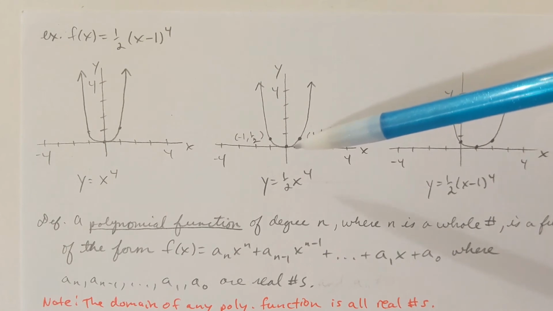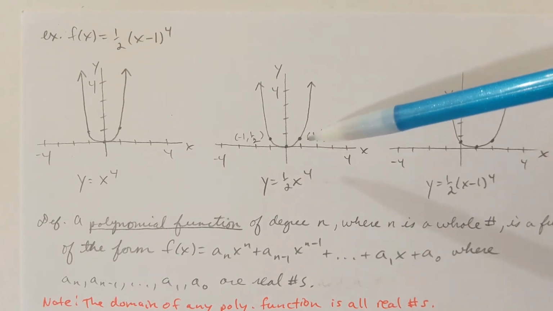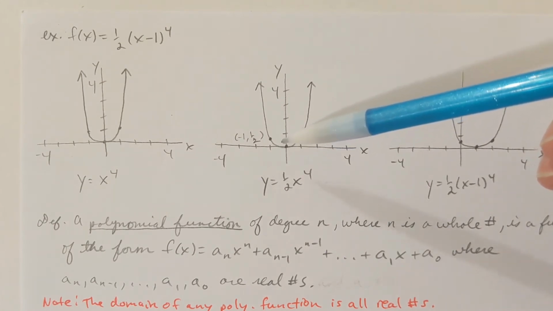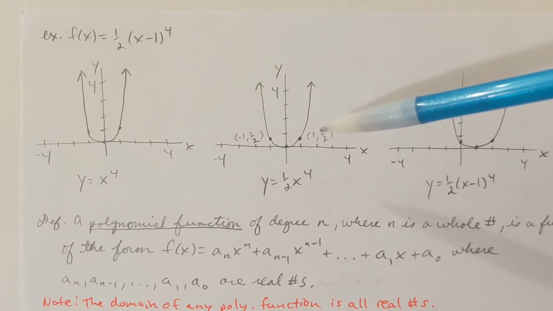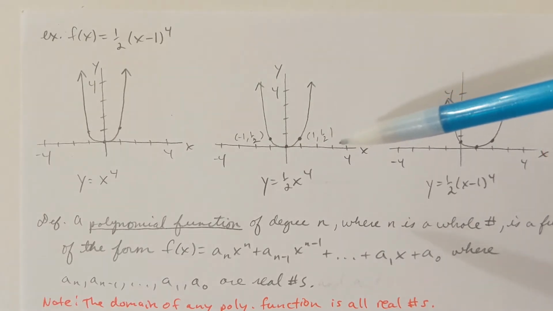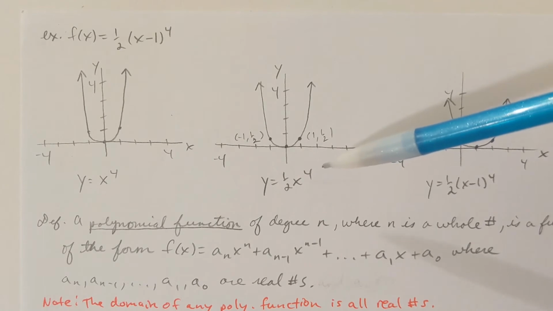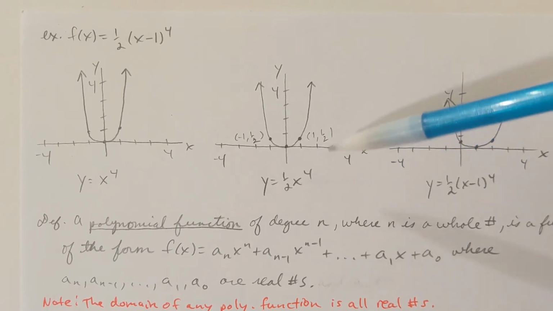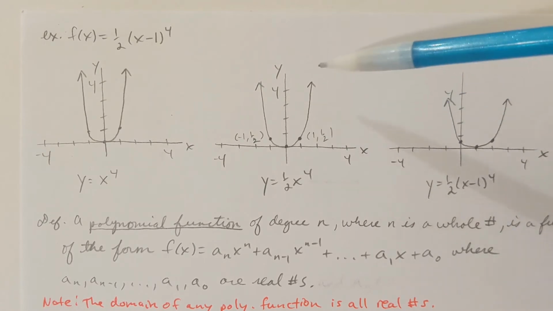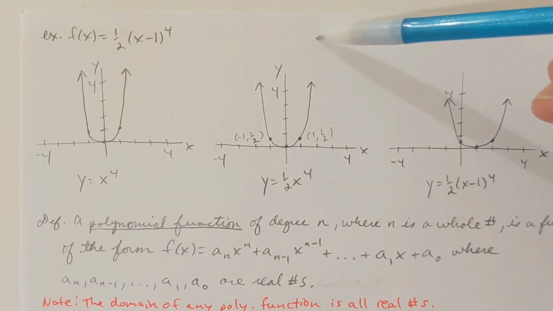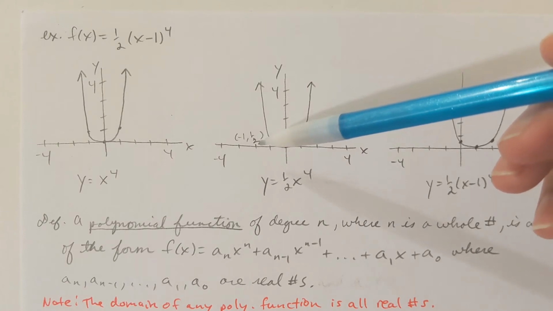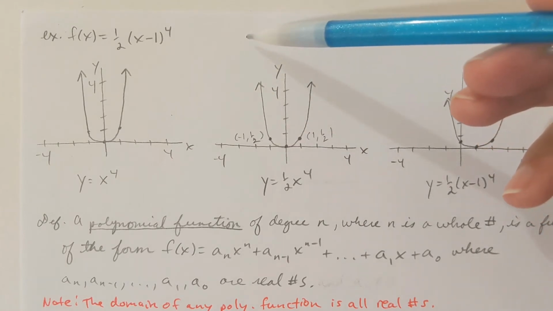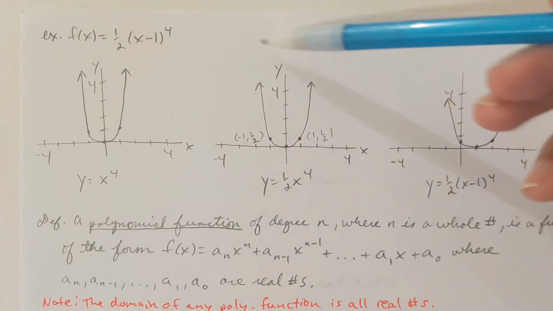So (0, 0) is on the graph. (1, 1/2) is on the graph. (-1, 1/2) is on the graph. Let's see. If x is 2, y would be 8. Okay, 8 is right here. And when x is negative 2, y would be 8. Okay, 8 is up here.